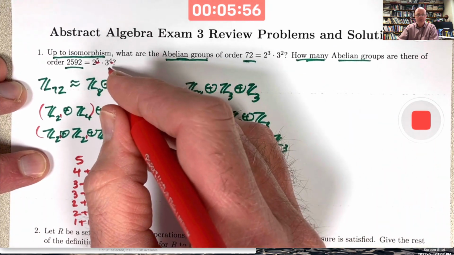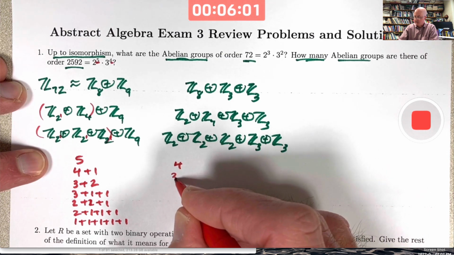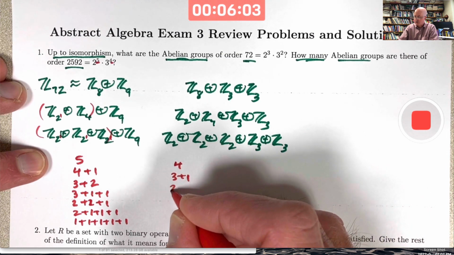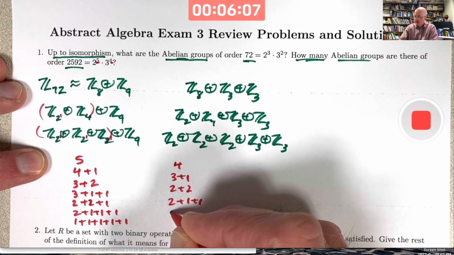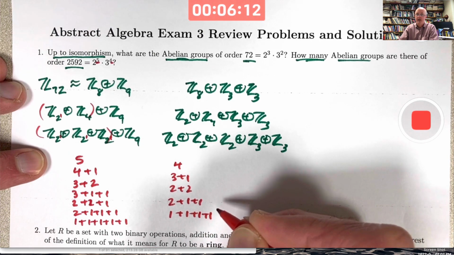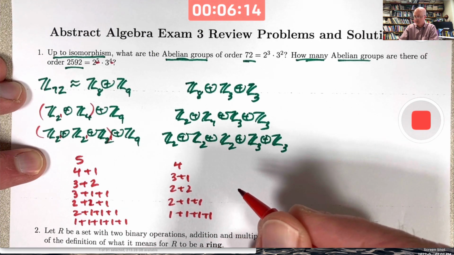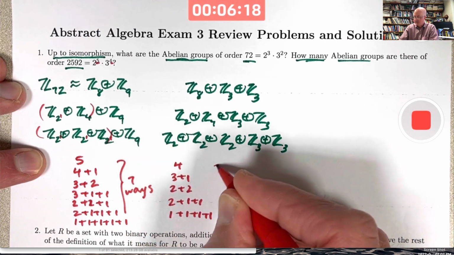What about the number of partitions of 4? I can write 4 as itself, or as 3 plus 1, or as 2 plus 2, or as 2 plus 1 plus 1, or as 1 plus 1 plus 1 plus 1, altogether giving 5 ways to partition the positive integer 4. 7 ways here, and 5 ways here.